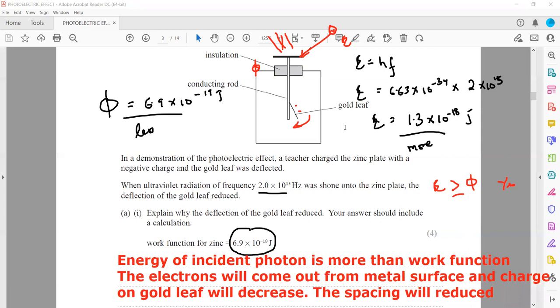If the energy of the incident photon was less than the work function, then no electron would come out from the metal, and the gold leaf spacing between the gold leaf and the conducting rod should not change. But because the energy of the incident photon is more than the work function, the charge on the gold leaf is decreasing, which reduces the spacing between the conducting rod and the gold leaf. Is this part clear?